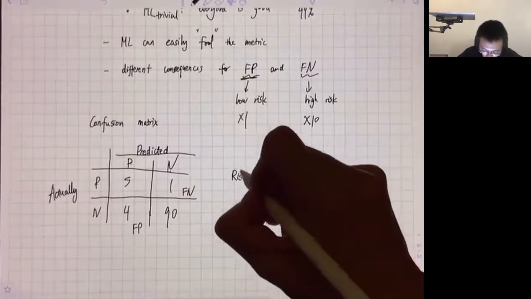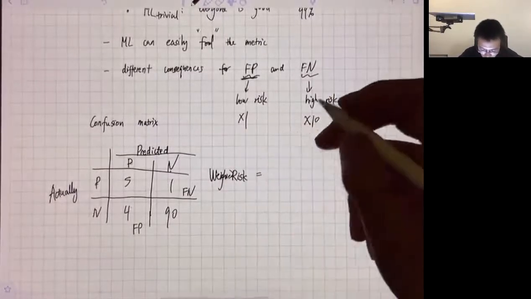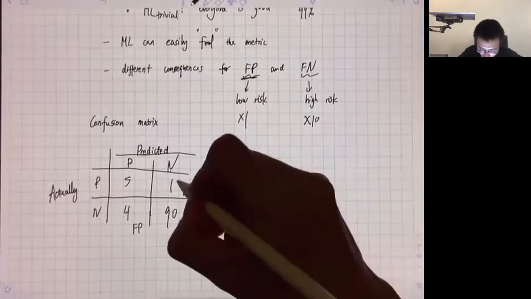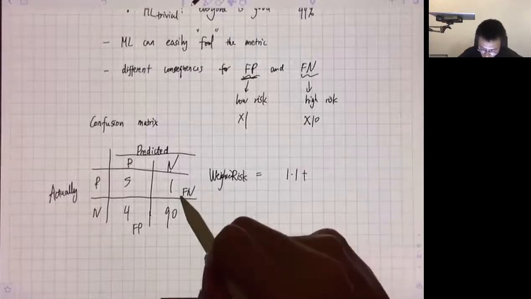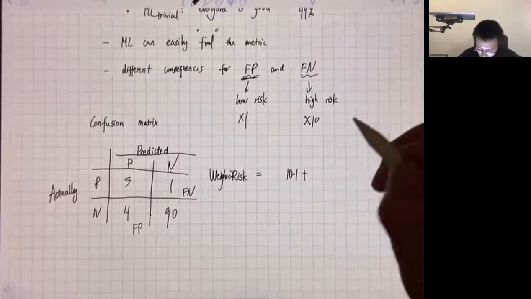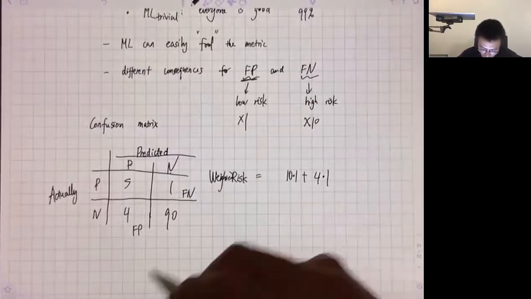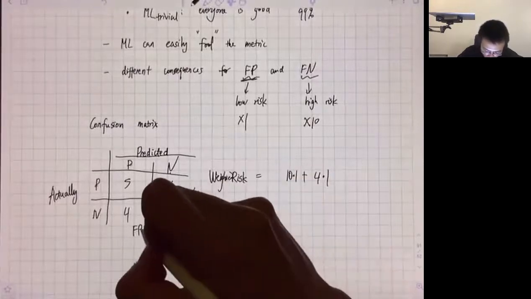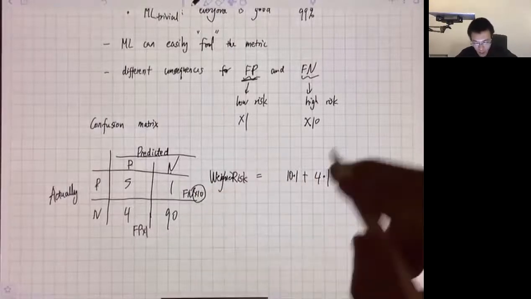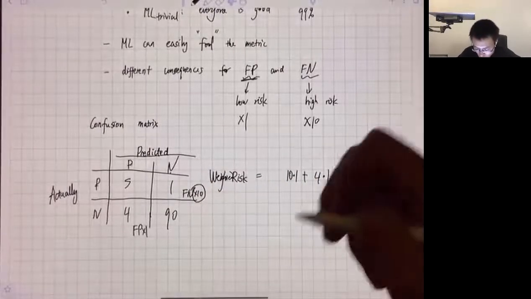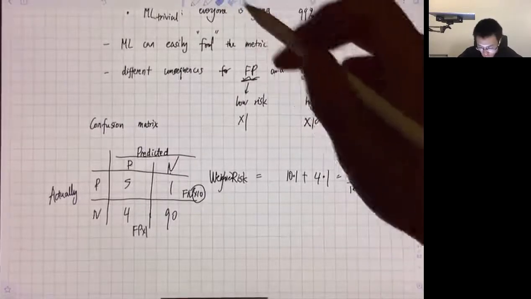Then the weighted risk for this confusion matrix is 1 times 1 plus, this is false negative, so it should be 10 times 1 plus 4 times 1, right? So the unit is 10 here, 1 here, okay? The loss is 10 times more for false negative than false positive, then the weighted risk is 14, okay? You can normalize by 100, but you can also ignore the normalization, it doesn't matter.